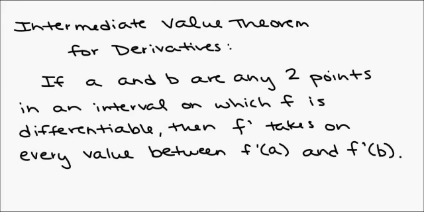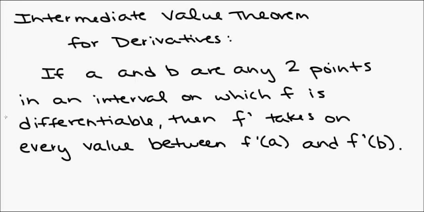Next, we have the intermediate value theorem for derivatives. You already saw the intermediate value theorem, but this is specific to derivatives. If a and b are any 2 points on an interval on which f is differentiable, so you have this interval here, perhaps. This is y equals x squared. And you have a and you have b on this interval. And we see that this would definitely be a differentiable interval because we don't have any sharp corners, we don't have any jumps.